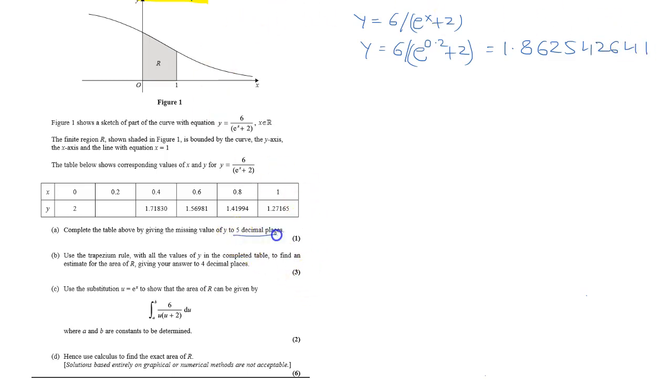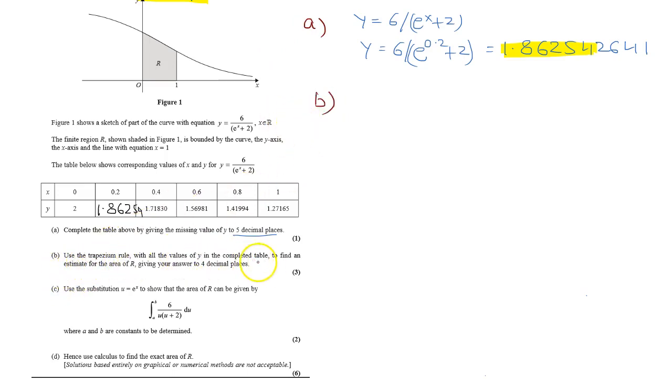We have to write up to 5 places of decimals. 1, 2, 3, 4, 5. Next is 2, so it will remain like this. So this value will be 1.86254. This is part A.